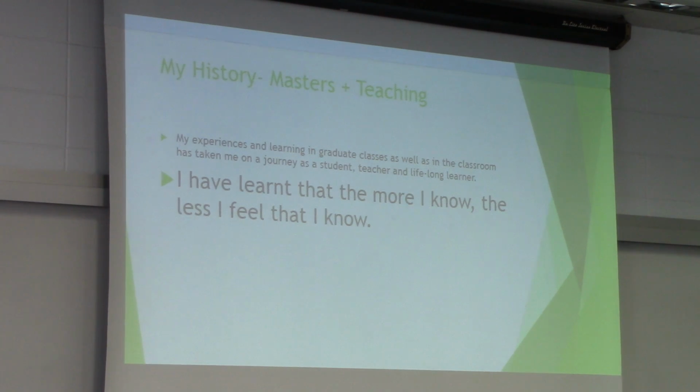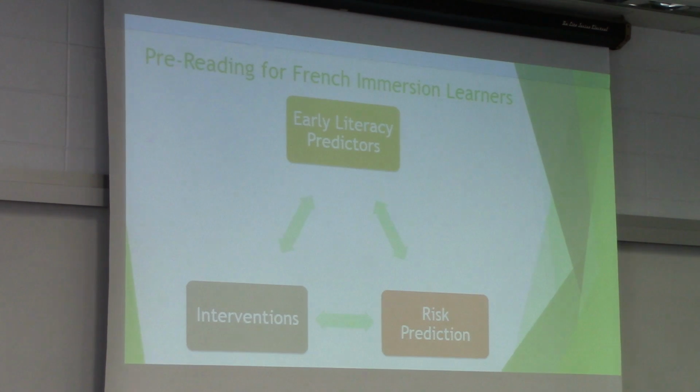So now I'm going to tell you a little bit more about my paper and what I learned out of it. In pre-reading for French immersion learners, I learned about the early literacy predictors, the risk prediction, and the intervention. All of these things are kind of a culmination of what I learned through different classes, coming together and making sense in the exact context that I'm working in this year.